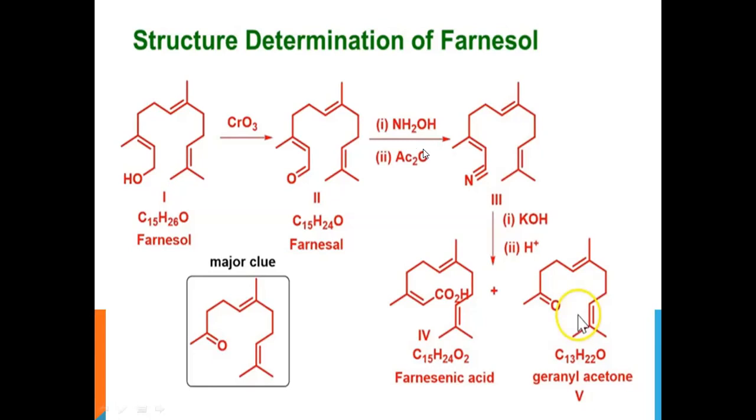This oxime, on treating with acetic anhydride, undergoes dehydration, removal of water takes place. So a triple bond is formed between carbon and nitrogen. So a cyanide is formed. Thus, farnesol, that is the aldehyde, on treating with hydroxylamine forms the oxime. Oxime on treating with acetic anhydride undergoes dehydration to form a cyanide.